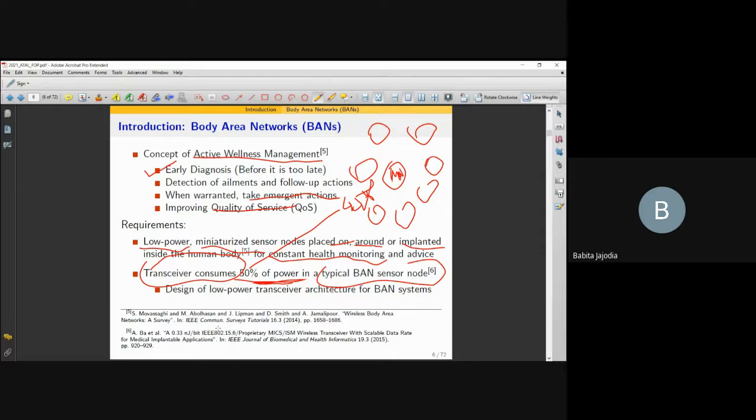Okay, so the target of this presentation is that we will understand a few points from the VLSI perspective, like how we can implement the transceiver architecture for the particular point of low power. Okay, and that can be feasible for body area network systems.